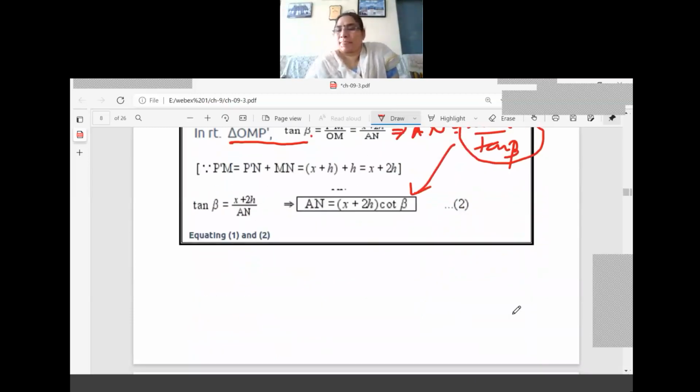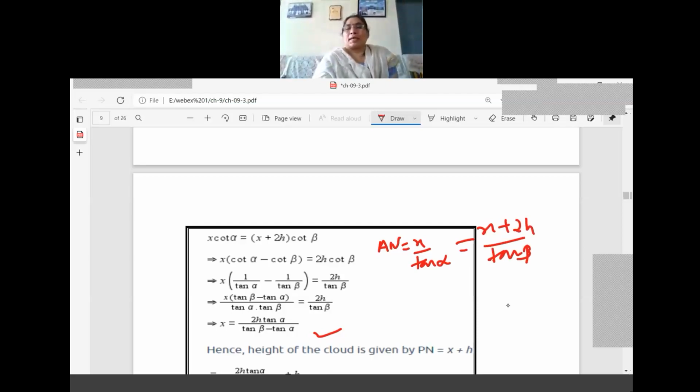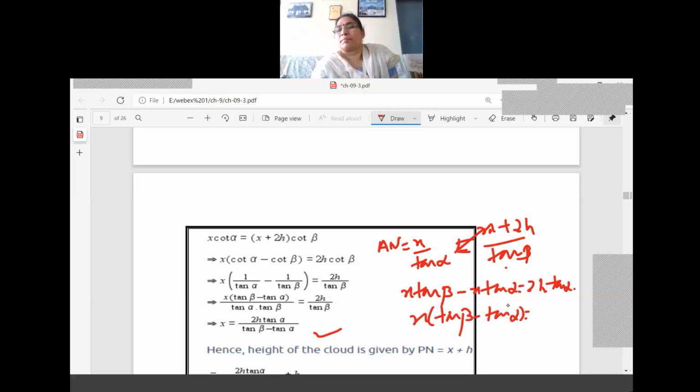X by tan alpha equals x plus 2h by tan beta. Cross multiply: x tan beta equals x tan alpha plus 2h tan alpha. Keep the x terms on one side: x tan beta minus x tan alpha equals 2h tan alpha. So x common, tan beta minus tan alpha. Solving for x, we get 2h tan alpha by tan beta minus tan alpha.